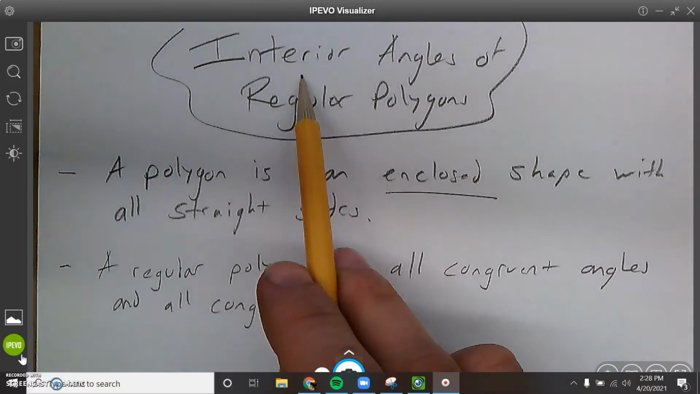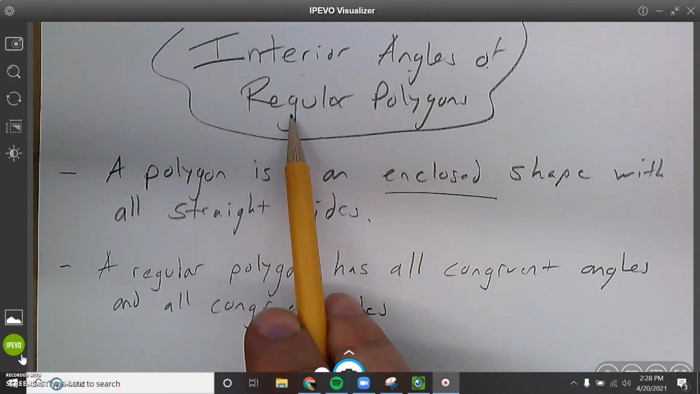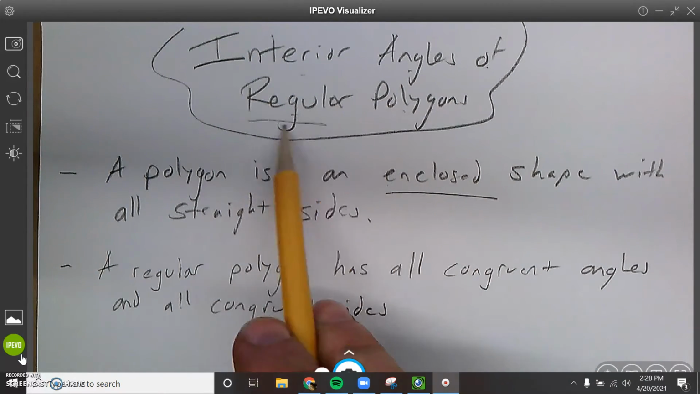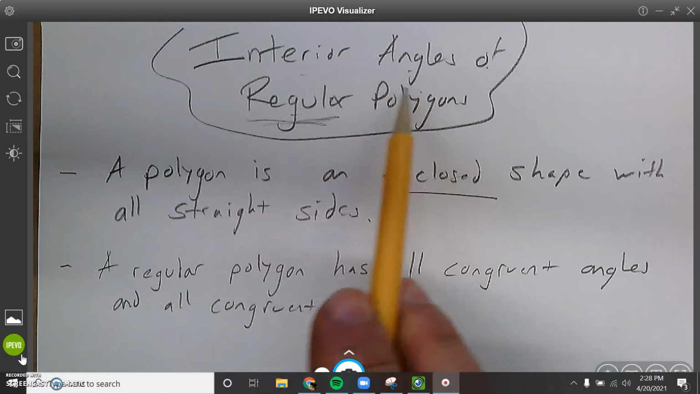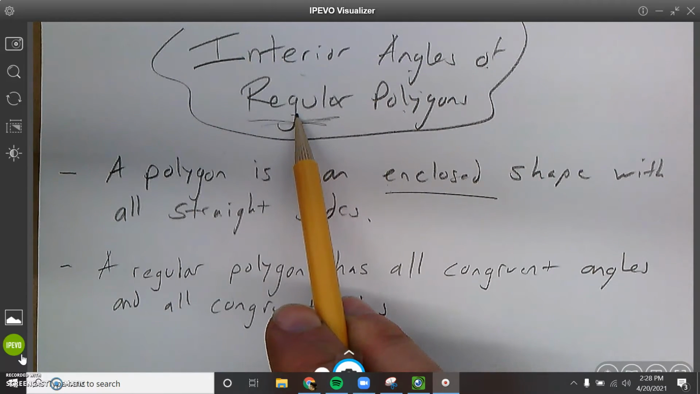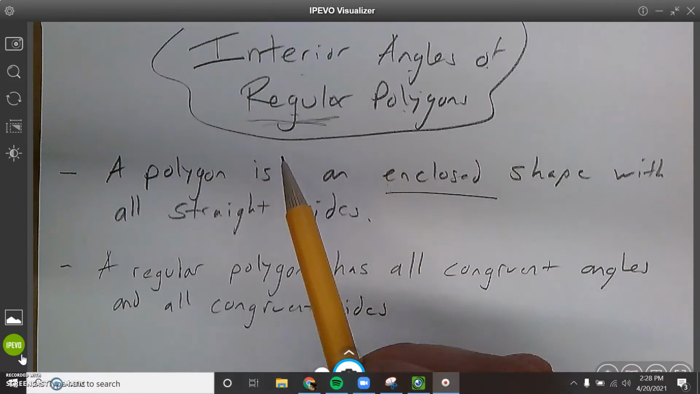Alright, today we're going to do interior angles of regular polygons. So here's the new thing: a regular polygon. We just did polygons. What is a regular polygon? That's what we're going to find out today. First off, what is a polygon?